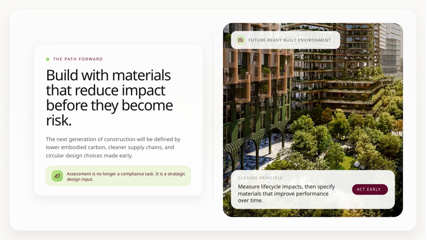Assessment moves beyond just ticking boxes for compliance. It becomes a crucial part of the design process that informs smarter choices. By measuring life cycle impacts thoroughly and selecting materials that not only perform well initially, but improve over time, we create a future-ready built environment. The key is to act early, integrating these principles from the very beginning to ensure sustainable, resilient construction that benefits both people and planet.